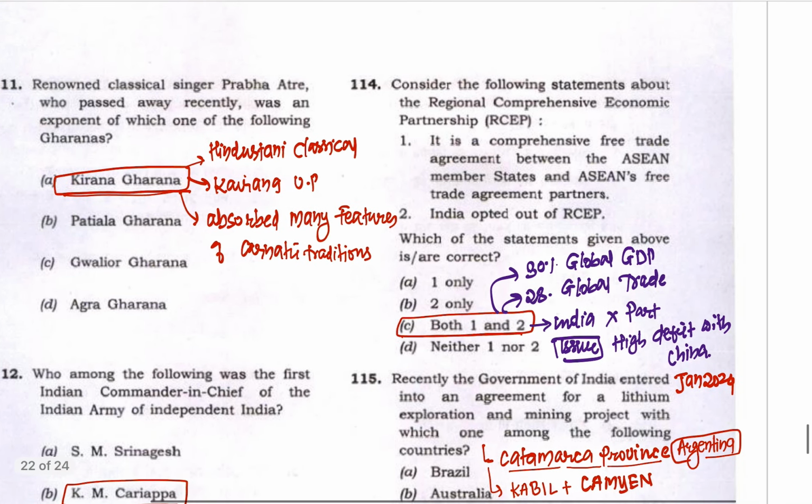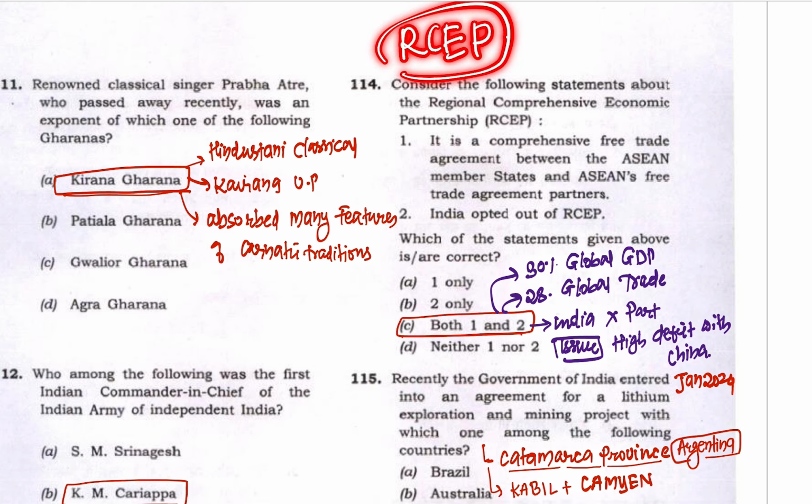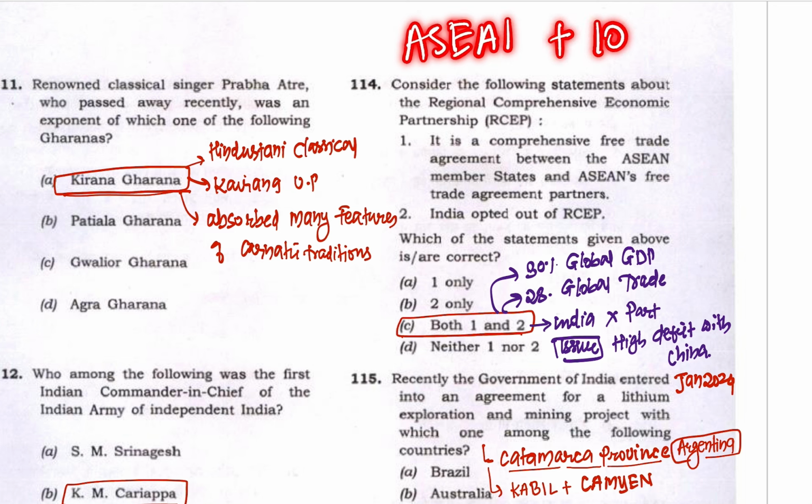Now, about the RCEP. RCEP is a new trading bloc. It was an initiative of China. In this bloc we have ASEAN and 10 plus countries which have an FTA with ASEAN. But India is not a part of this RCEP because of the fear of China. India already has a lot of trade deficit with China, and India does not want to exacerbate it, right? Because of that, India opted out of this RCEP bloc.